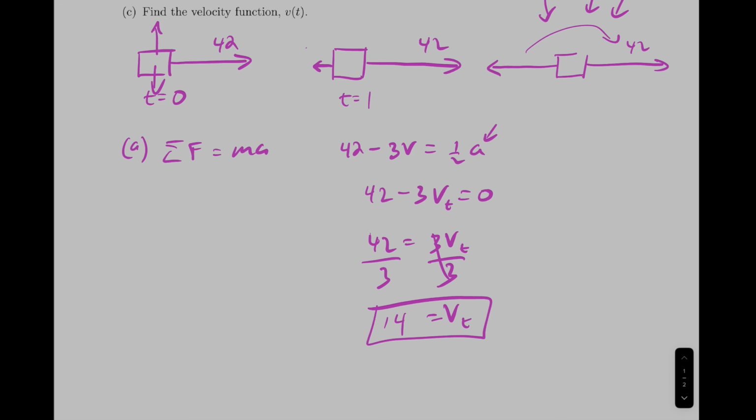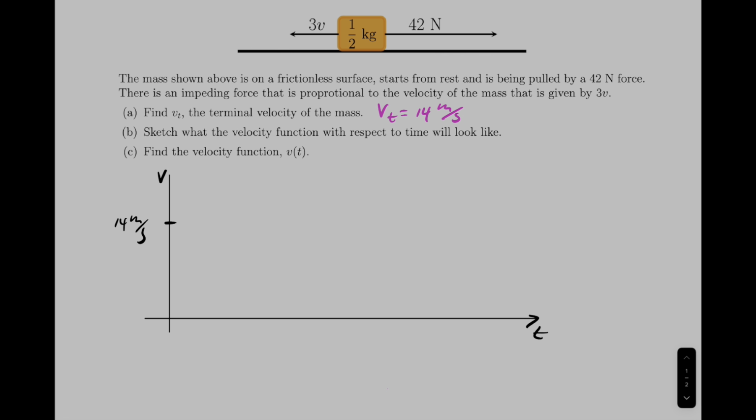42 divided by 3 would be 14. Okay, so now we're going to sketch what we think the velocity graph ought to look like for something like this. So what happens in the beginning is we know that the initial velocity is 0. Now what we mean when we say terminal velocity is it's not really going to speed up anymore after that point.